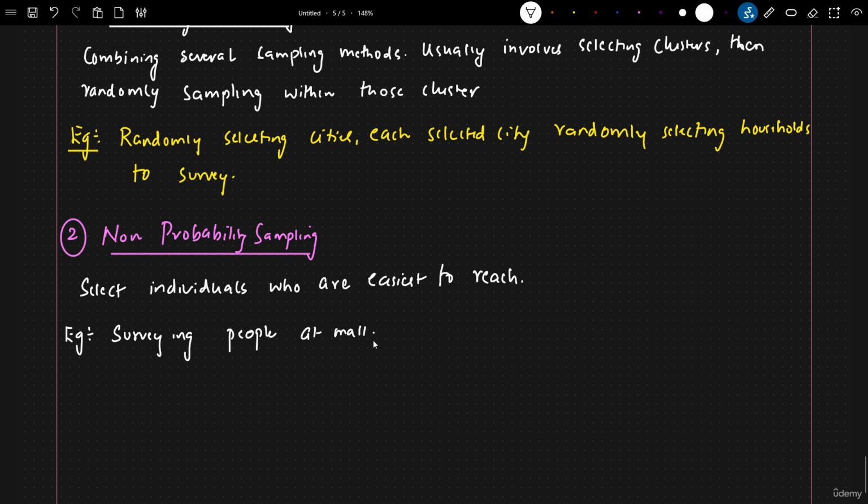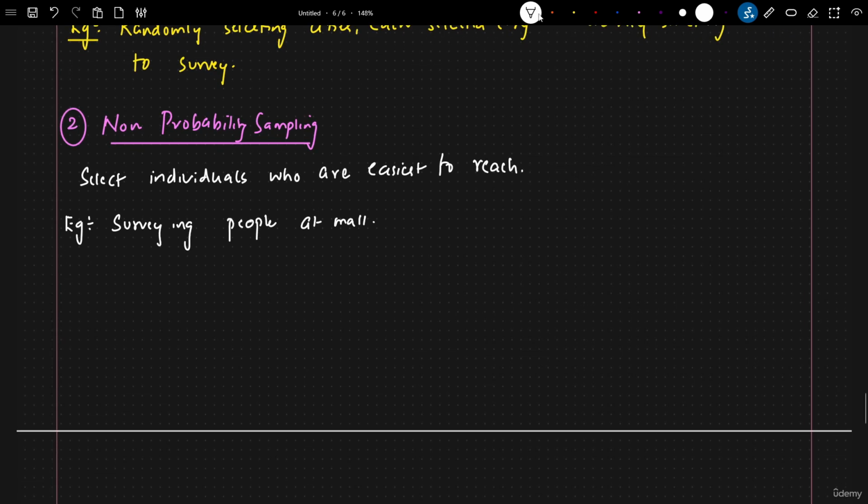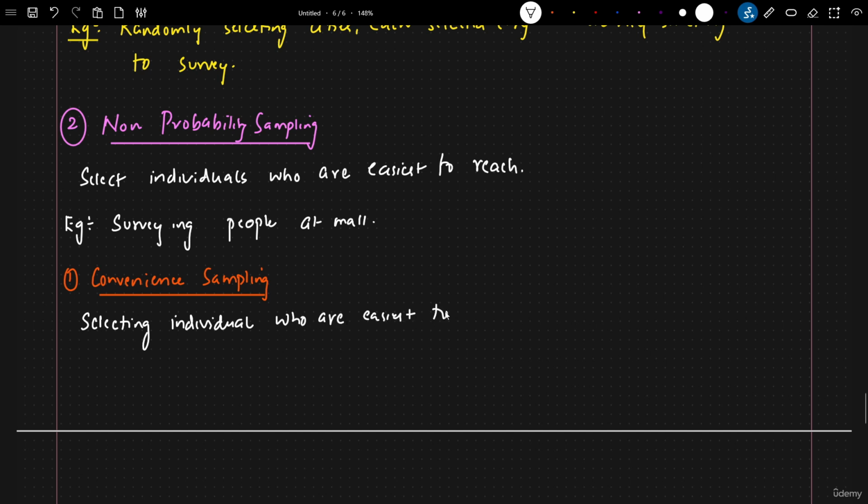So again, in non-probability sampling, there are multiple techniques involved. The first technique that we are going to write is called convenience sampling. Now, what exactly is convenience sampling? Let's discuss, and again, with an example. So here we select individuals who are easiest to reach. I know the definition is almost the same, but based on different types, there are some minor changes. And the example can be the same thing.